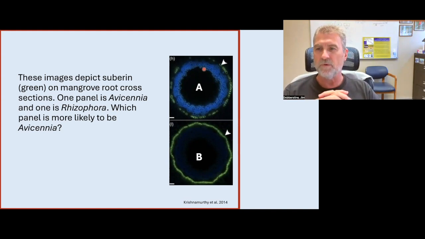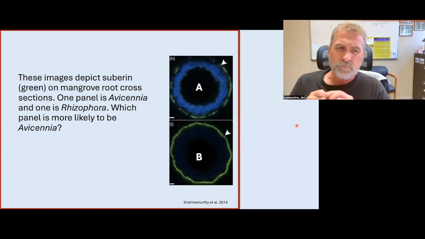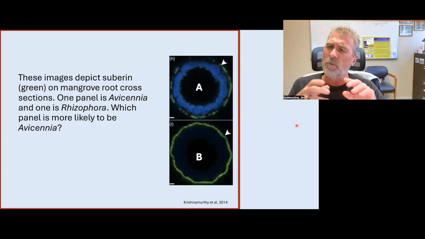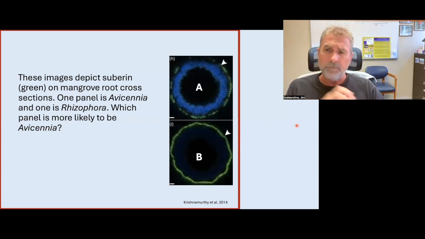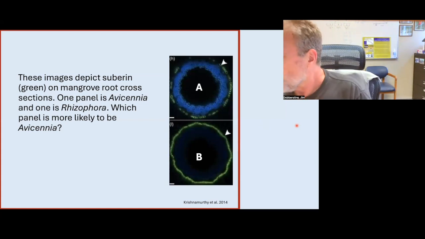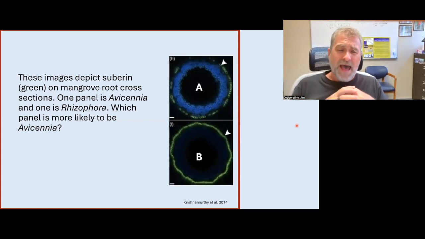But the Rhizophora are lower in the marsh. They are also not only lower elevation, but they see higher salinities typically, in part because of that. So that suberin layer is higher.